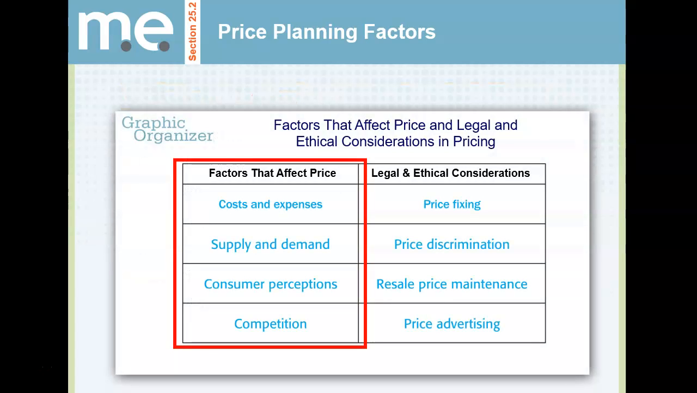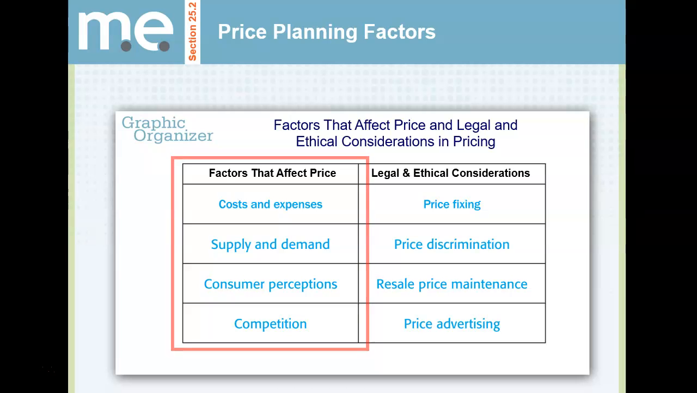And then right off the bat, here are your 4 factors that affect price. Your costs and expenses, the inputs to actually make or create the product. What does it cost to have someone put it on the floor if you're a supermarket, or cut up the meat if you're in a deli? Supply and demand. What is the supply of the product and what is the demand coming through? How do people perceive it and what's the competition like? And then on the flip side of that, legal and ethical considerations: price fixing, discrimination, resale price maintenance, and price advertising. And we'll talk about those in a little bit. But first, these.